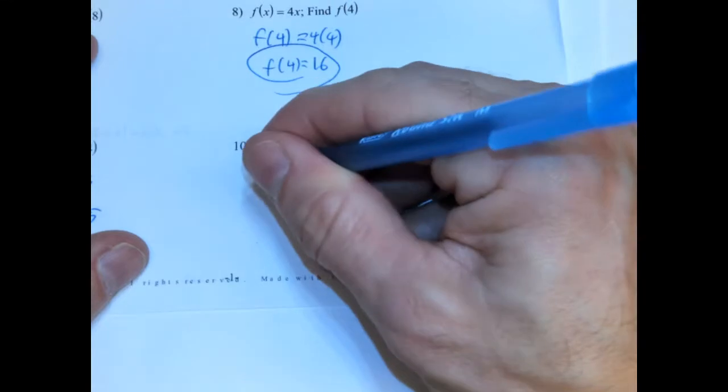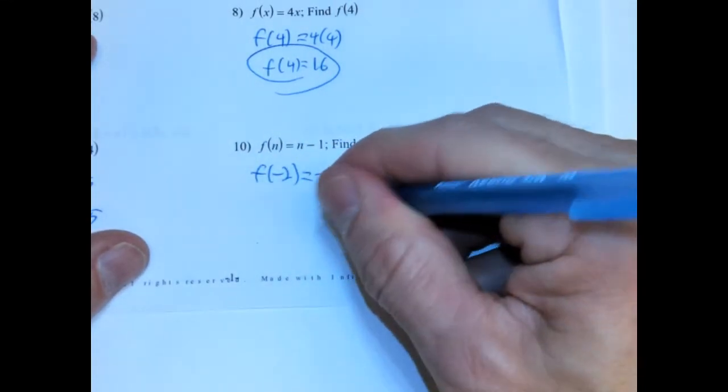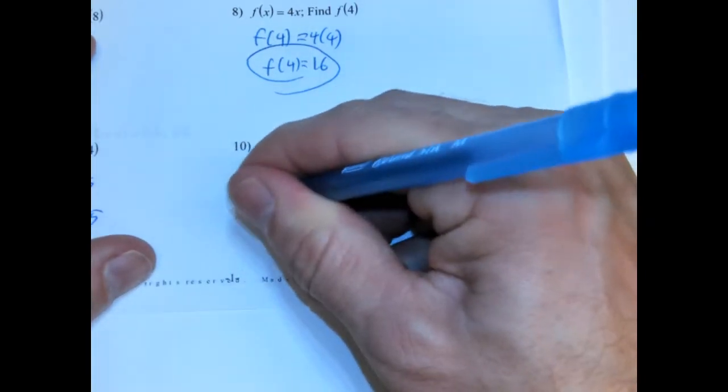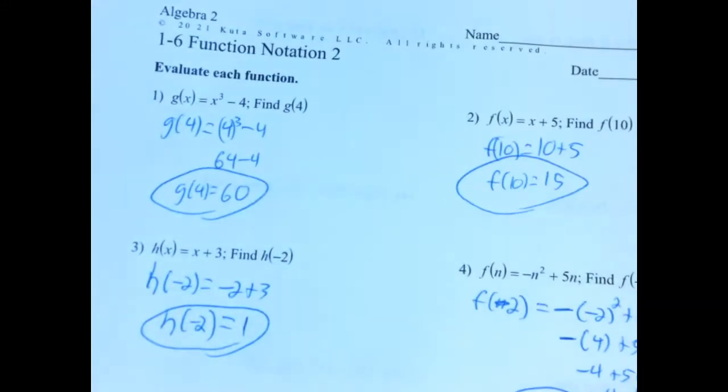Okay. Here we have f of negative 2. Equals negative 2 minus 1. Negative 2 take away 1 is negative 3. F of negative 2 is negative 3.